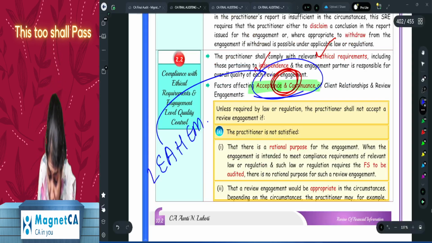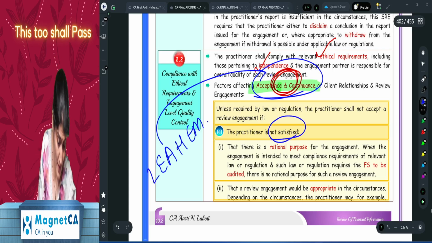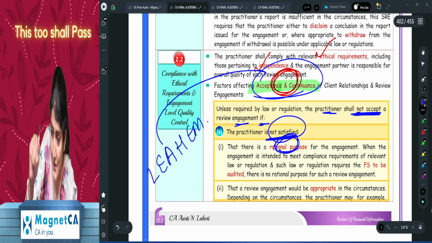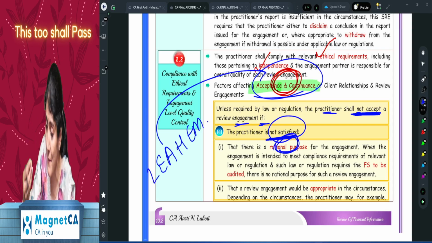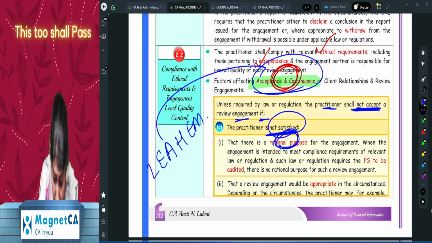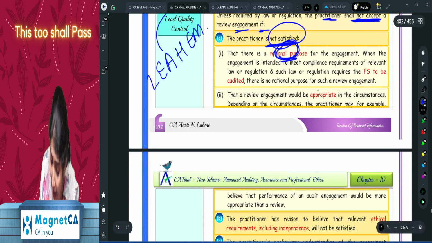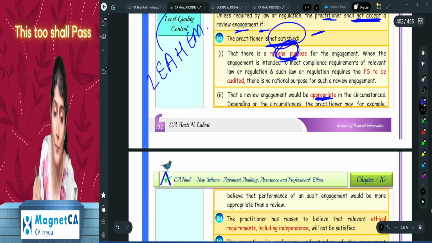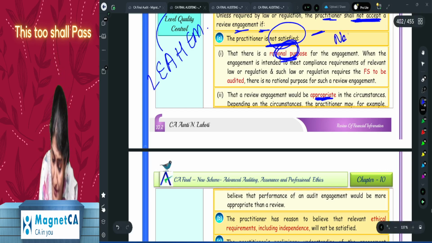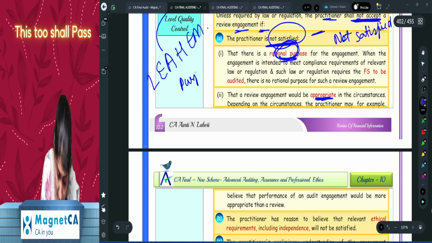Is there a rational purpose why they are getting a review done, right? So it says the practitioner will not accept a review engagement if he is not satisfied that there is a rational purpose. For example, they actually need to get an audit done, but because an audit is expensive, they are getting a review done. So if there is no rational purpose, and the practitioner is not satisfied that review would be appropriate, then you need to go for an audit itself, right? So one, when the practitioner is not satisfied regarding what? Yes, the purpose why they are getting the review done, and second, whether review is appropriate or not.